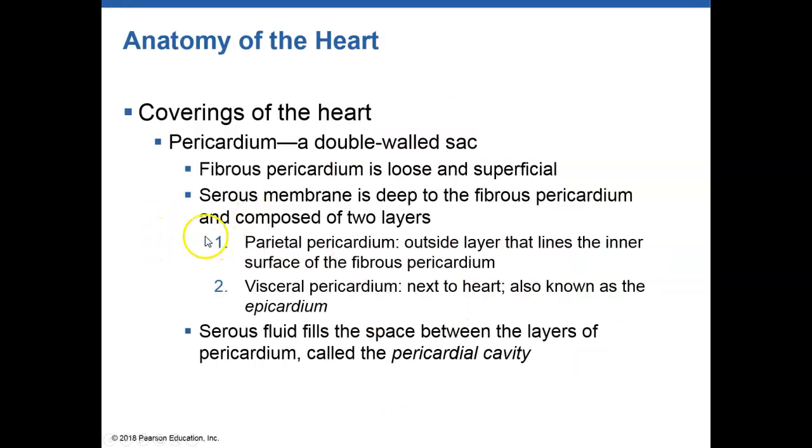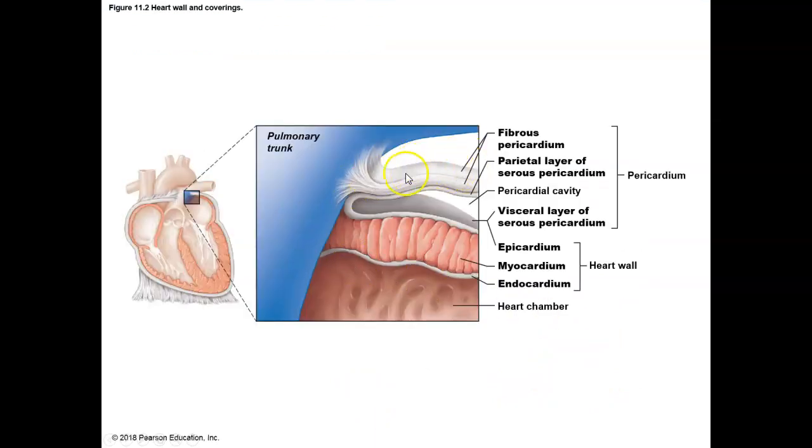The heart has multiple protective coverings. So it has a pericardium, which is a double-walled sac. Surrounding the outer layer is called a fibrous pericardium. And then we have an inner layer, the serous membrane, which is composed of a parietal and a visceral pericardium. In between the parietal and visceral pericardium, we have serous fluid, and serous fluid allows the heart to pump without any pain or friction. So here's that fibrous pericardium.